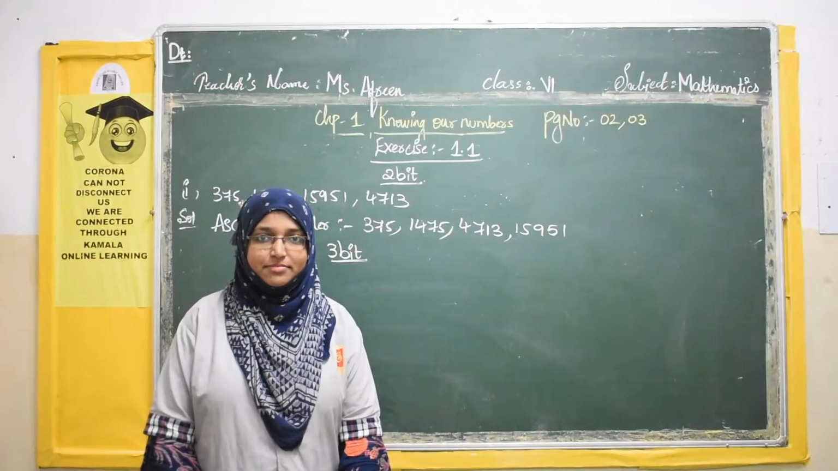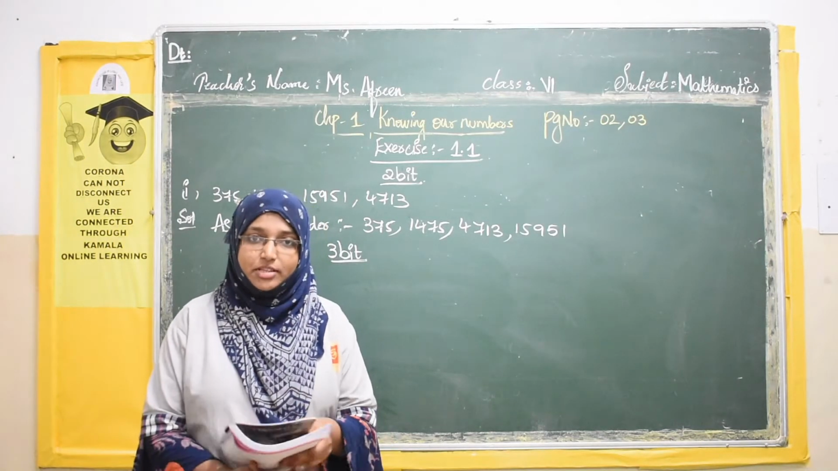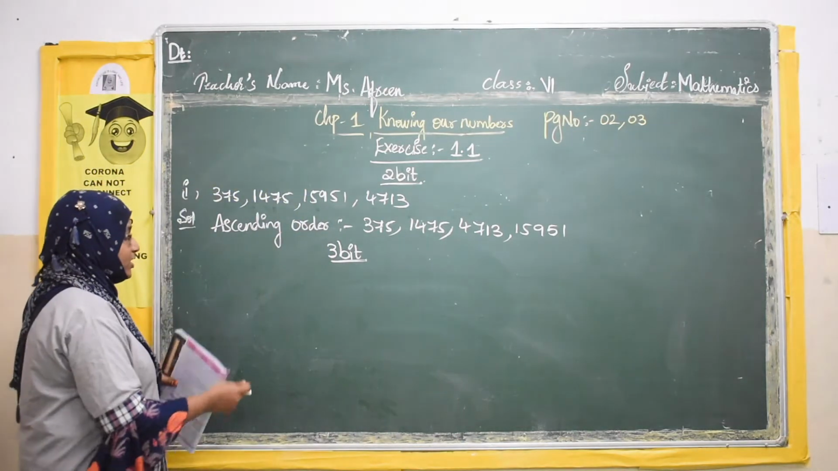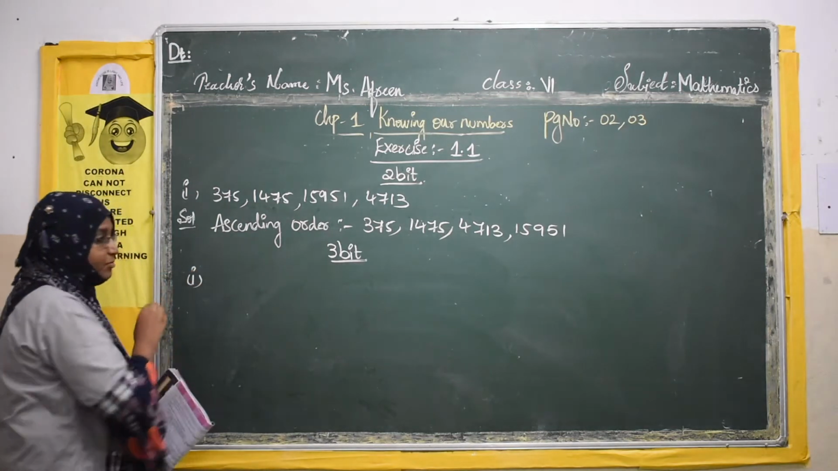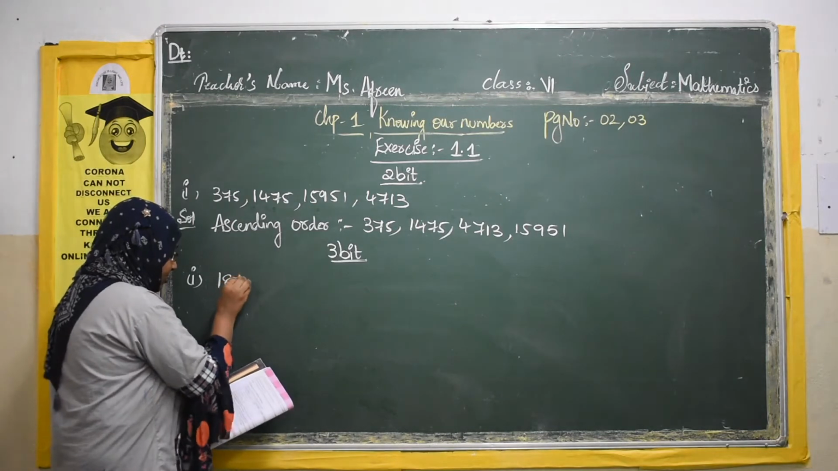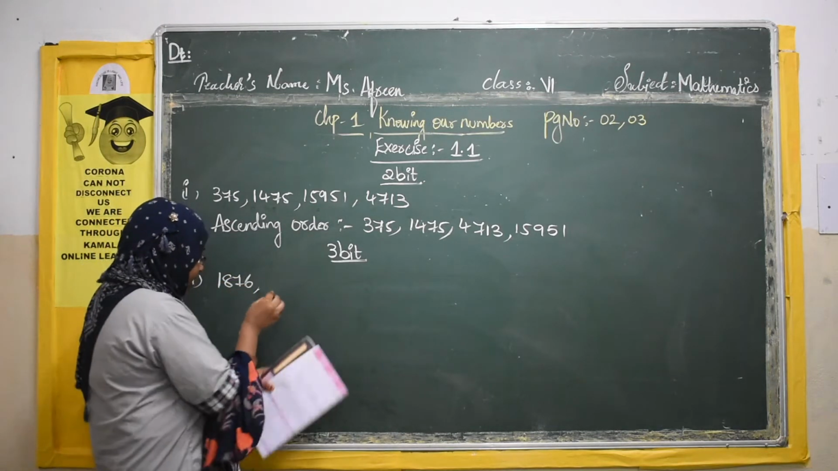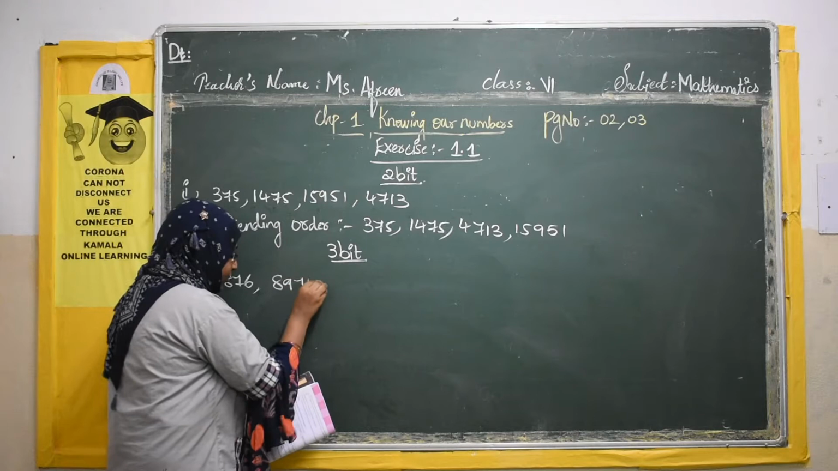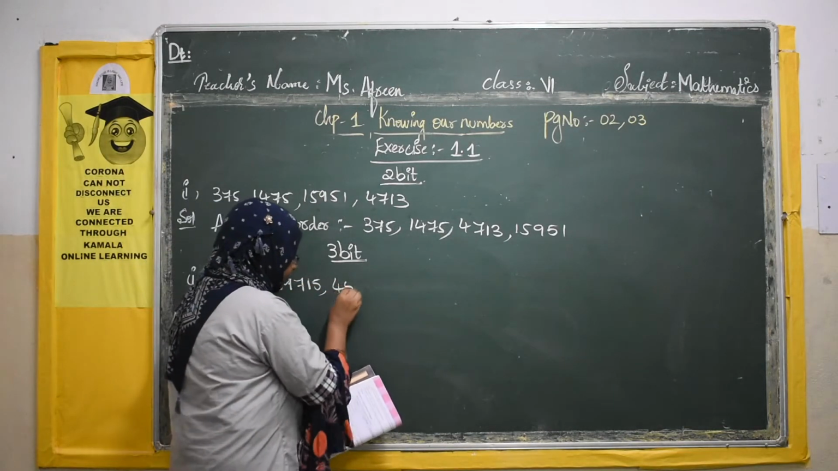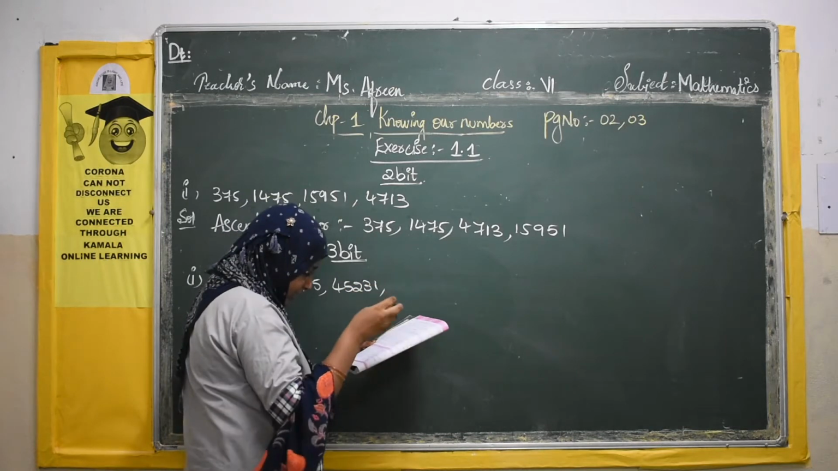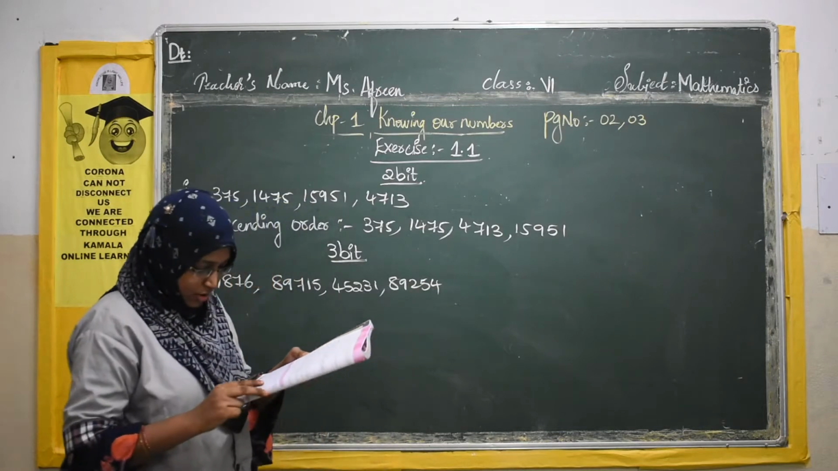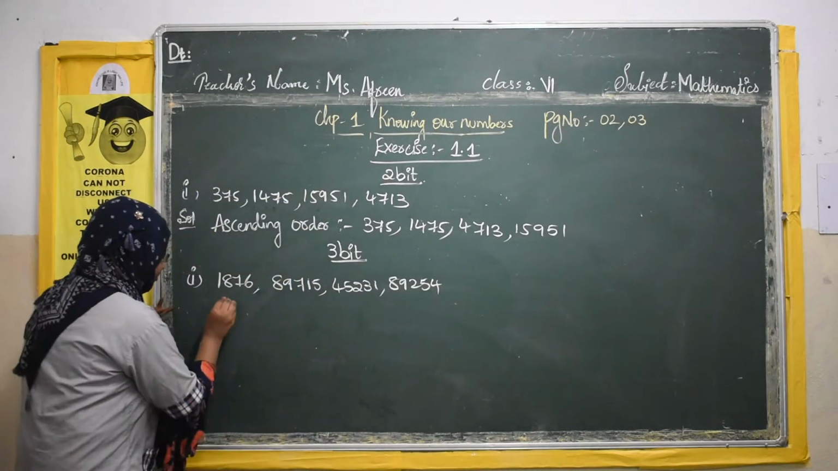Okay, now let us move on to the next bit. Third: write the numbers in descending order. We already said descending order is a decreasing order, that is writing from the biggest to the smallest. So what is the first one? 1876, 89715, 45231, and the last one is 89254.